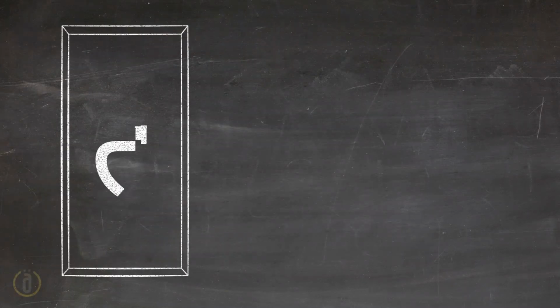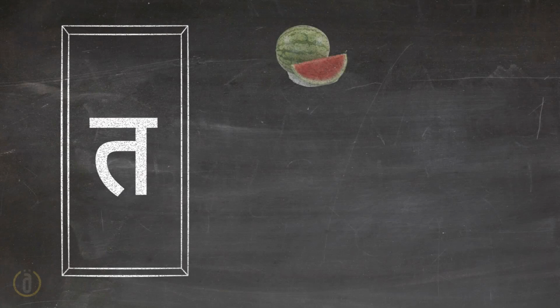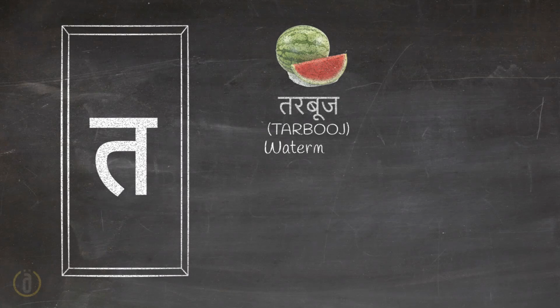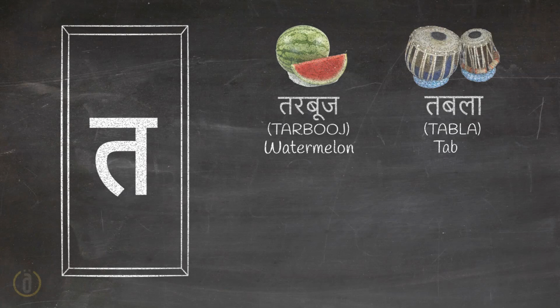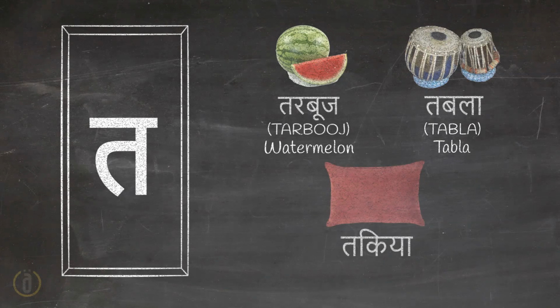Now, let us learn some words starting with the letter T. Tarbooj, watermelon. Tabla, takiya, pillow.